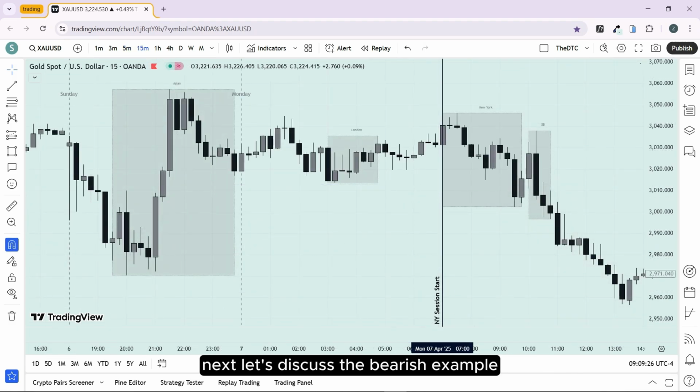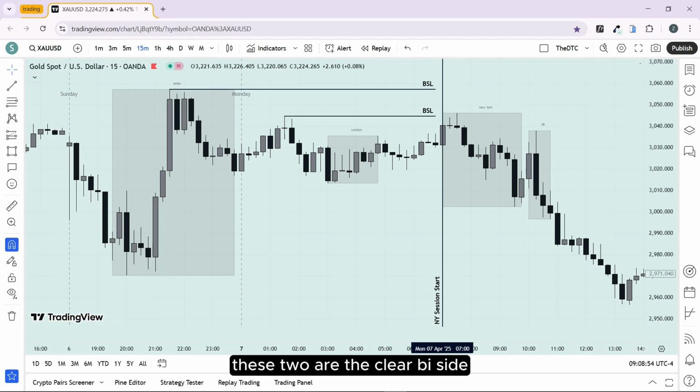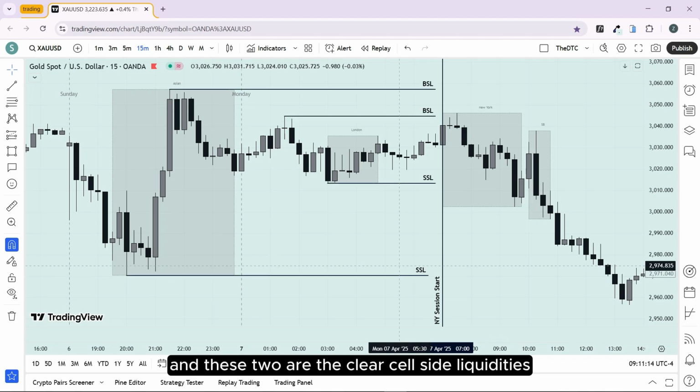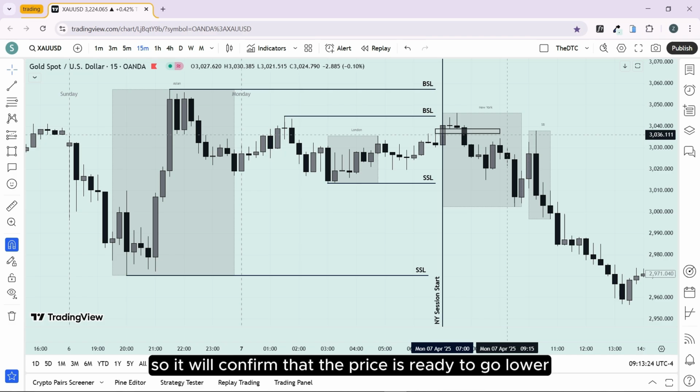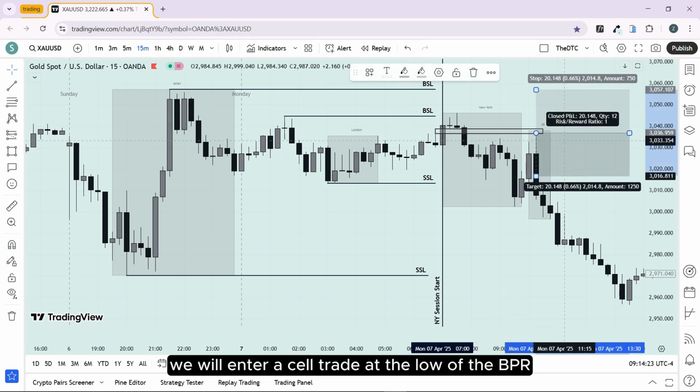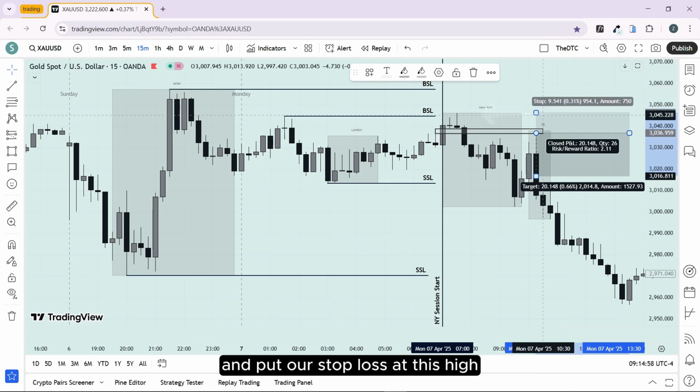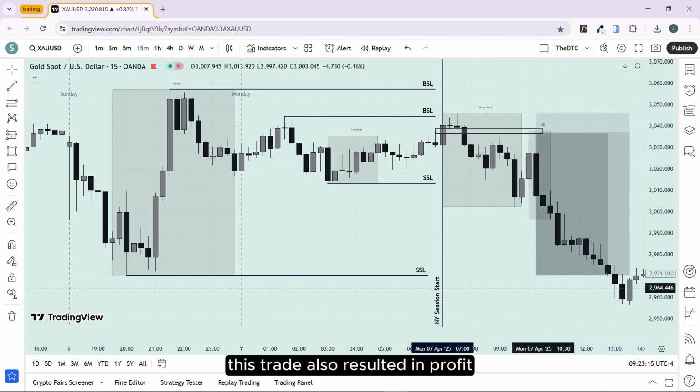Next, let's discuss the bearish example. Mark the buy side and sell side liquidities. These two are the clear buy side and these two are the clear sell side liquidities. During the session, the price just took the first buy side and changed its direction. After grabbing the liquidity, price formed a BPR here, so it will confirm that the price is ready to go lower. We will enter a sell trade at the low of the BPR and put our stop loss at this high. For target, as this liquidity is already taken, we will target this lower liquidity level. This trade also resulted in profit and gave us an awesome result.